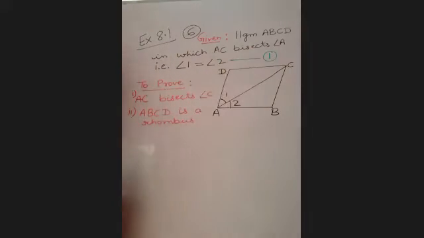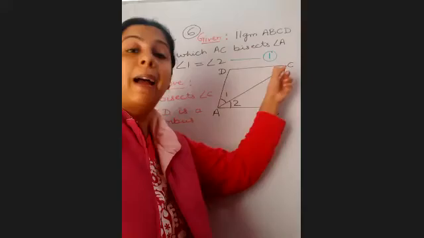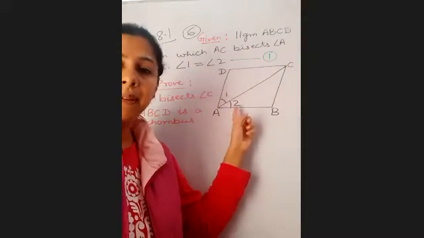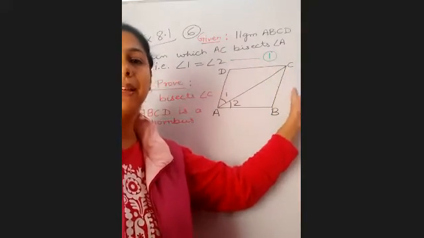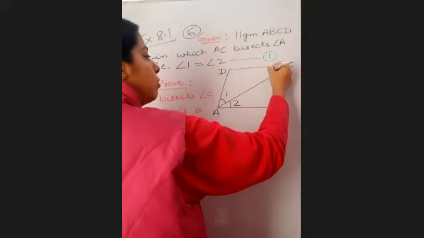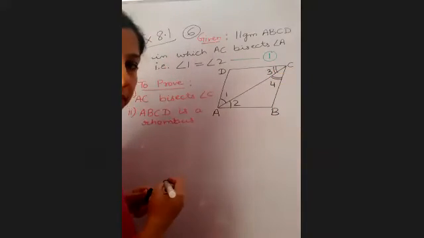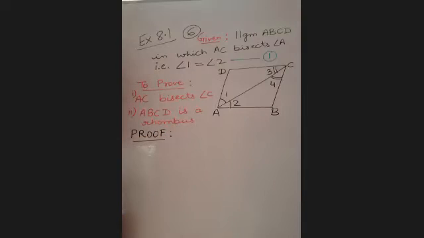Yes, ma'am. Next, we need to show that AC bisects angle C also. This AC is bisecting angle C also. Bisecting angle C means we would need to show that angle 3 is equal to angle 4. Clear? Are you clear what is given and what is to be proved? Yes, ma'am.